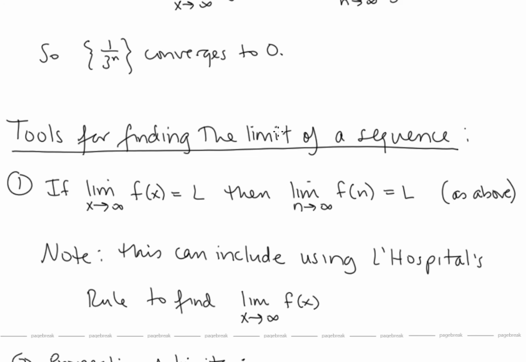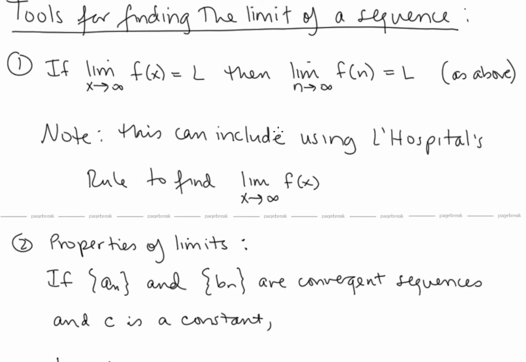Now let's talk about the tools we have for finding the limit of a sequence. The first tool we have is what we just saw: if the limit as x goes to infinity of f of x is equal to L, then the limit as n goes to infinity of f of n is equal to L. And keep in mind that this can include using L'Hopital's rule to find the limit of f of x. Another tool we have is the properties of limits.